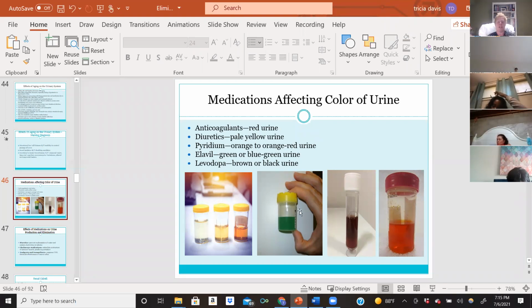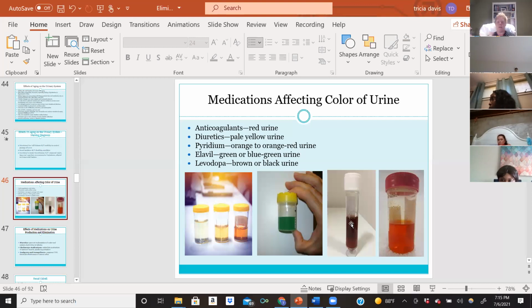So this middle picture right here is what their urine would look like. And then levodopa, very, very common for our patients that are on levodopa for their urine to look this brown-black color right here. So it's good that you recognize this so that you can do a little further investigation and see, are they on anticoagulants? Are they on this type of medication? And if they're not, then that's a signal that you probably need to look at other issues.